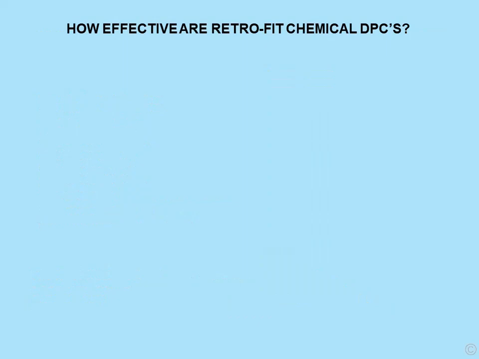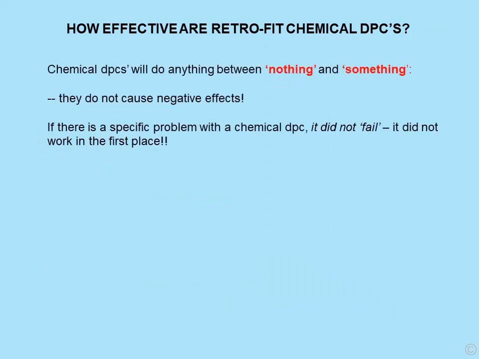So then we ask the question, how effective are retrofit chemical damp-proof courses? Well, basically, if we look at them properly, they will do anything between nothing and something. They do not cause negative effects. They'll do something or nothing, anything between that. If there is a specific problem with a chemical damp-proof course, it did not fail. Basically, it did not work in the first place. They're not put in and then subsequently fail. They're put in and just don't work.